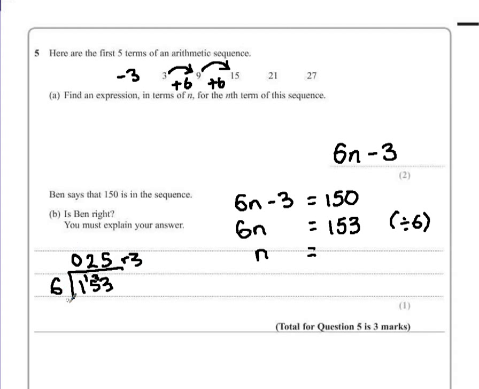Therefore, because there is no value for n, the answer is no, it's not. So even though it looked like 150 should be in the sequence, use your nth term and solve this equation to find out if there is a position or n value that is a whole number. Without a whole number, we can show that it is not in the sequence.